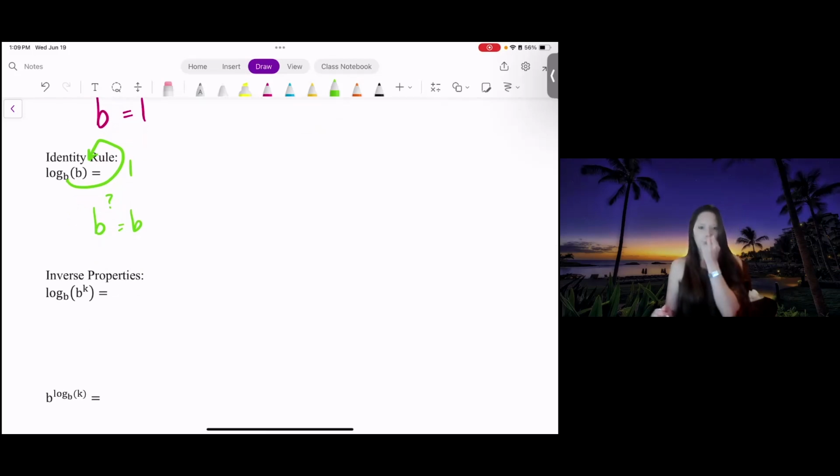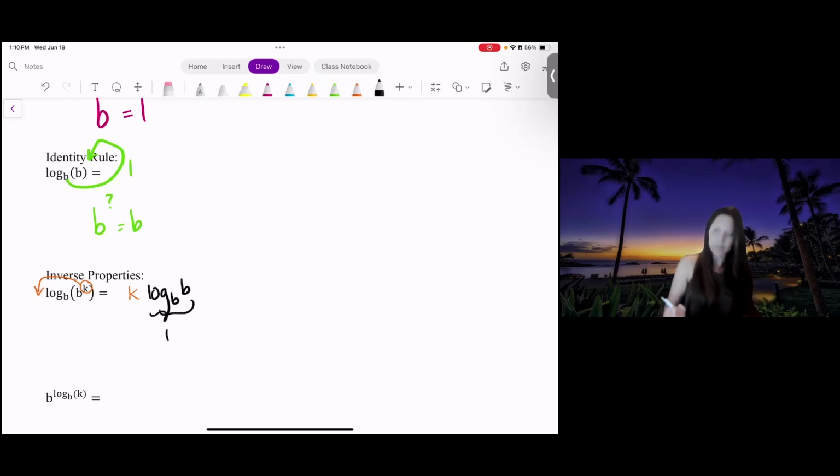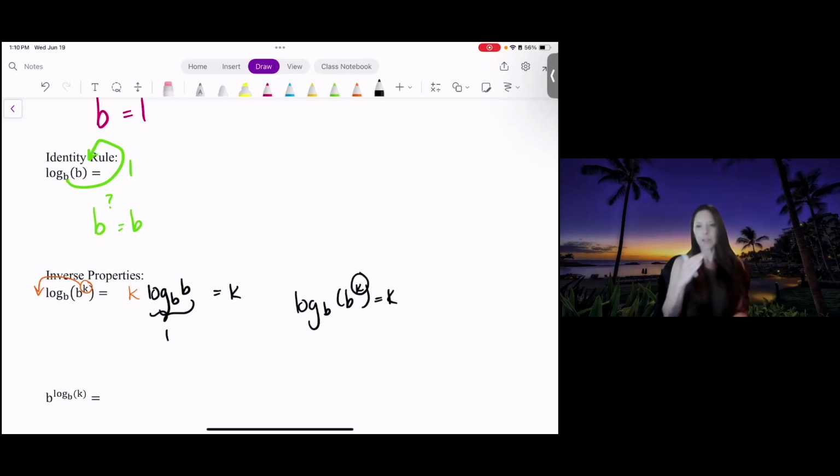Inverse properties. Let's break this one into two. Let's say I have, first of all, an exponent, which means I can write the exponent in front. And then I have k times log base b of b. Well, I just explored that b to the 1 is b. This right here evaluates to 1, and k times 1 is k. That means that log base b of b to the k power is just whatever the exponent is, because the base of that value, those wind up being 1. B to the 1 is b.